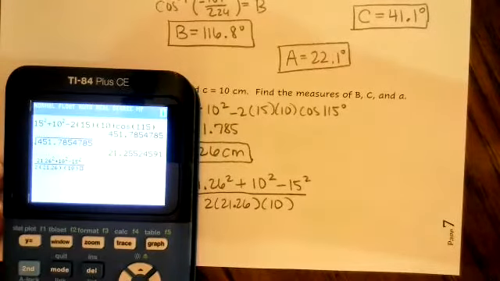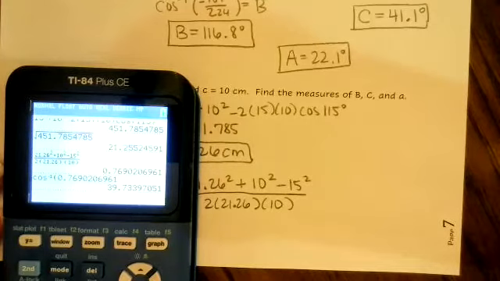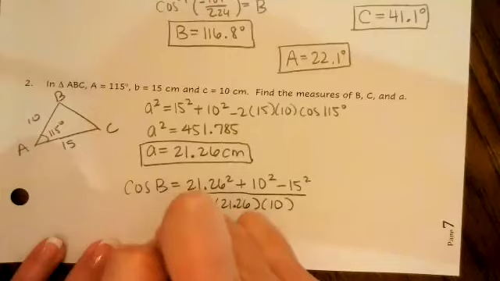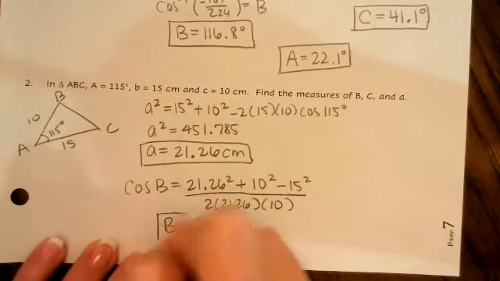So there it is. I put it in my calculator, I hit enter, and then I do the inverse cosine. And we get 39.7 for my angle. So angle B is 39.7 degrees.